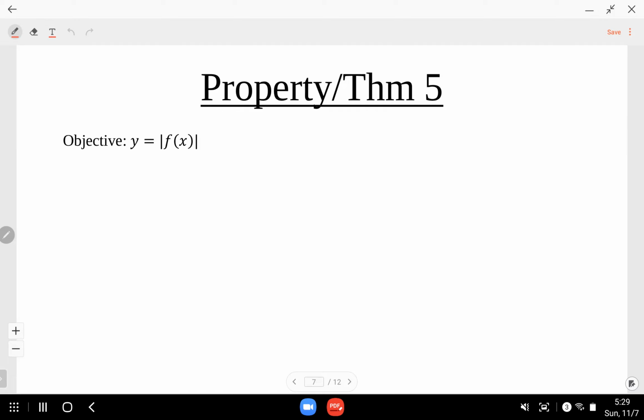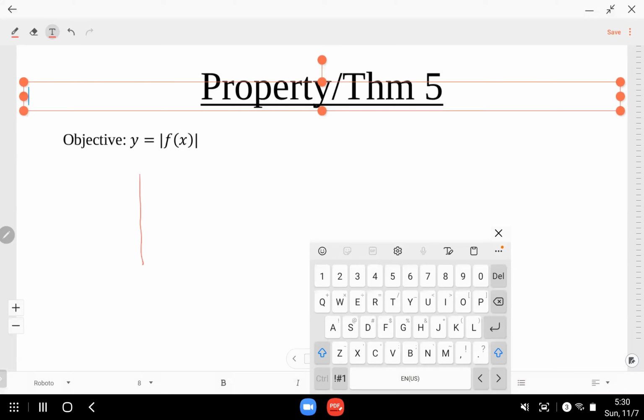Let's find this theorem using, what if you find this? Yeah, let me give you an example.